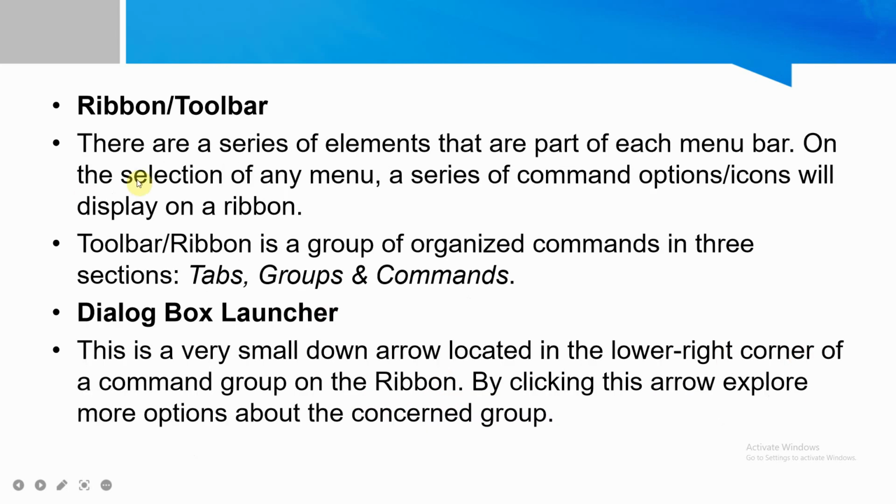So in the ribbon toolbar, as defined before, a series of elements, part of a menu bar and the selection of menu, has a series of command options and icons that will display a ribbon, and the toolbar ribbon is a group of organized commands. The same definition of tabs, groups, and commands as in your MS Word window. Then we also have the dialog box launcher, a small down arrow located on the lower right of the command group. By clicking on that arrow, you explore more options about the concerned group.